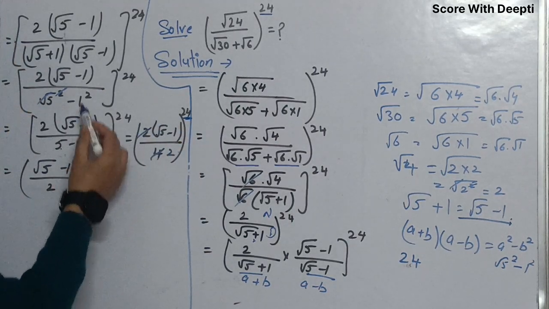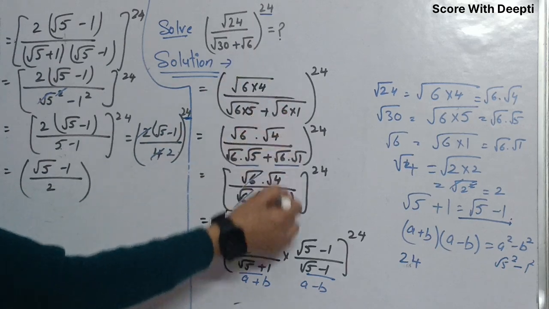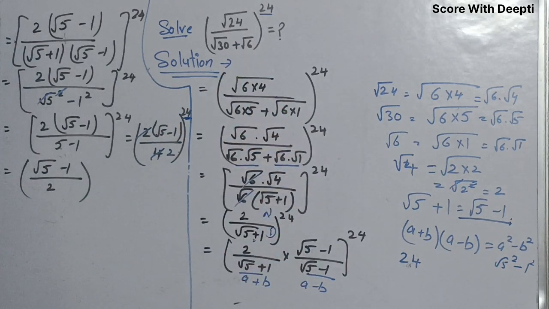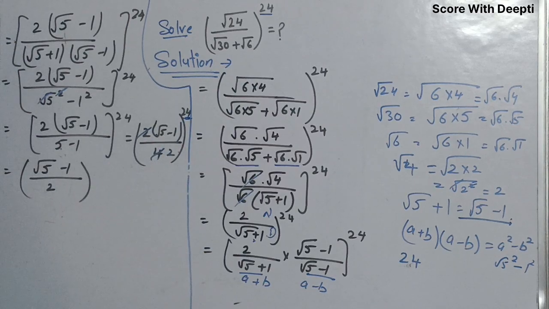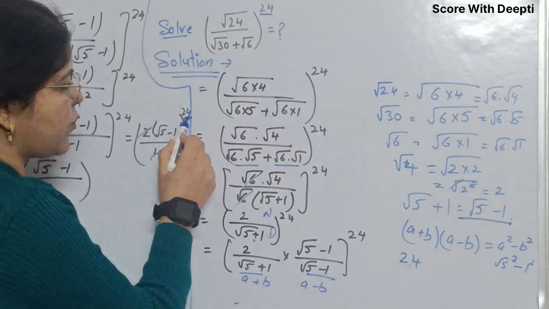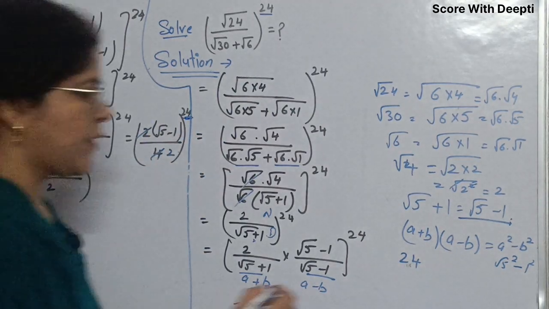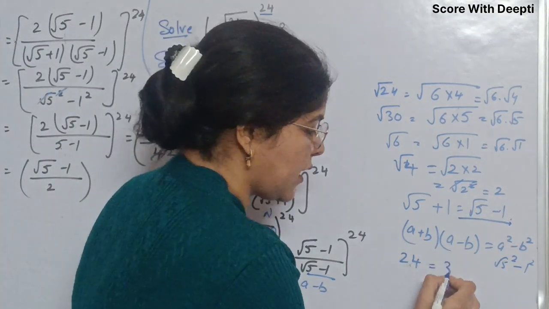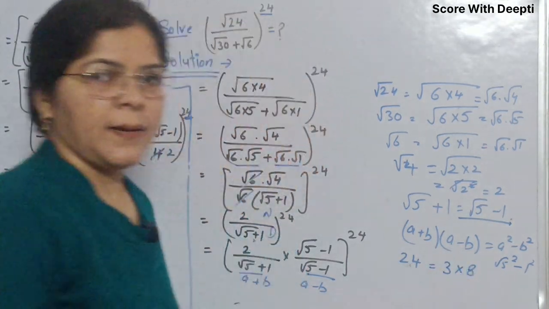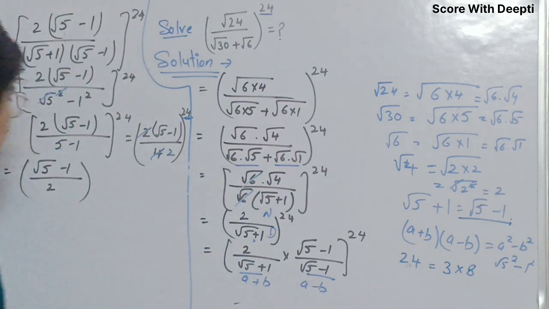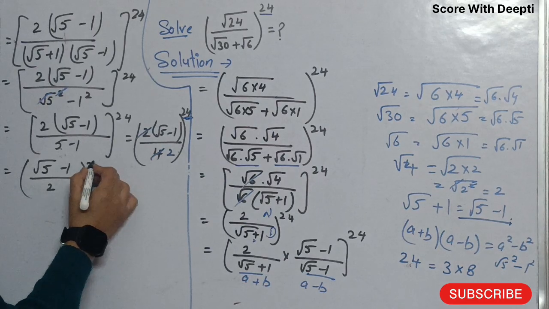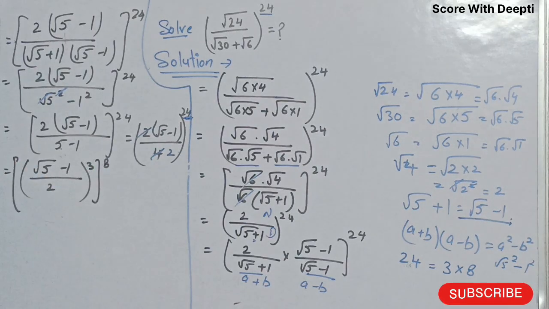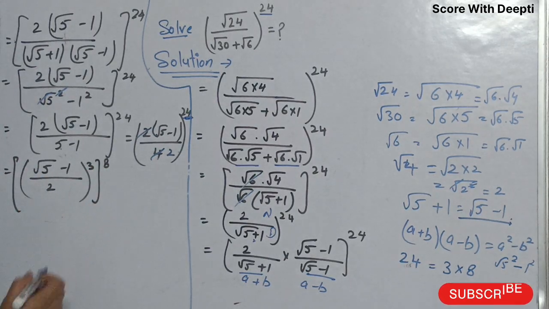Our next step is we have to solve the exponent. We have solved the radical form, as you know. Next we have to solve the exponential form. Here the exponent is 24, and 24 can be written as 3 into 8, which means we can write it as 3 into 8. Now first we have to solve this part.